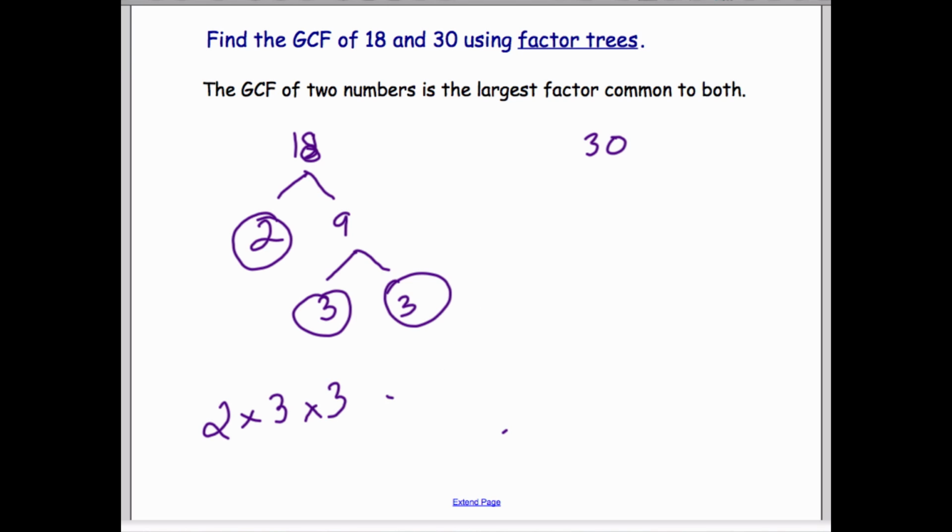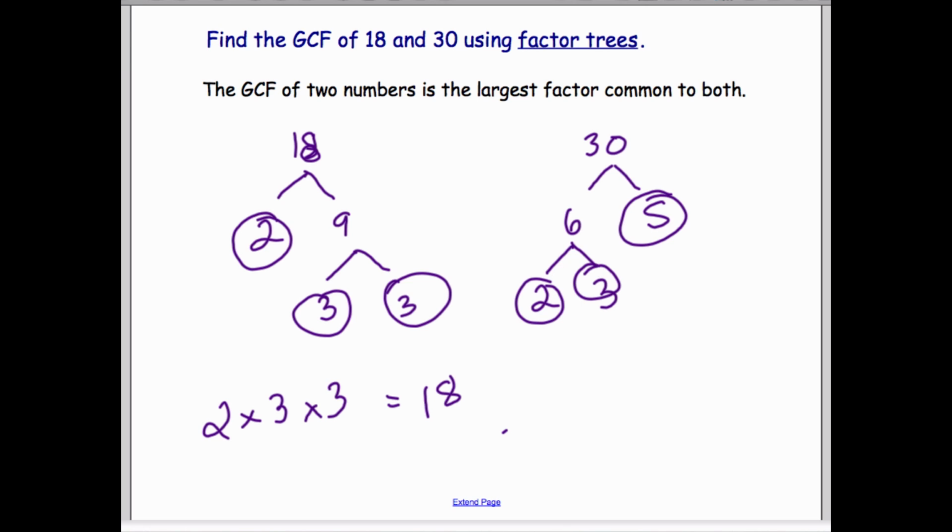Now let's look at 30. So again, remember, you can pick any two factors of 30. So I don't know, let's use 6 times 5. Okay, so 5's prime, but 6 is composite, so we can break that down into 2 times 3. And those are both prime numbers. So here we have 2 times 3 times 5 gives us 30.